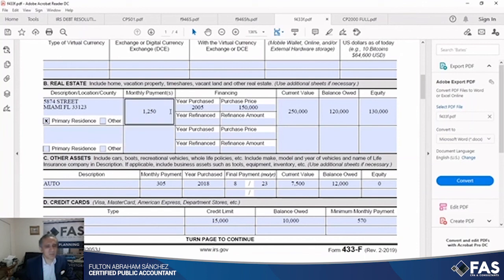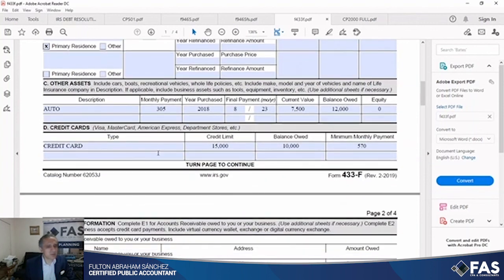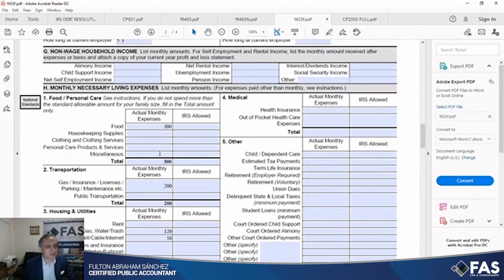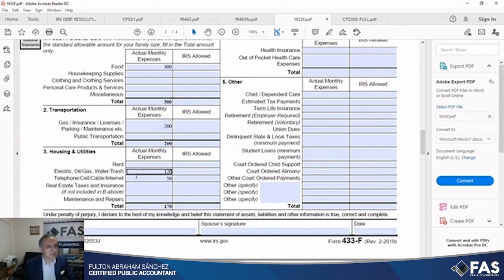Is there any other information that we are missing in the house? Yeah, the refinance amount. Remember that when we pay mortgage, the mortgage comes with interest and insurance. So in this $1,250 for the mortgage, the real estate is included: the mortgage, the real estate tax, and insurance. So if that is the case, then the real estate is nothing.